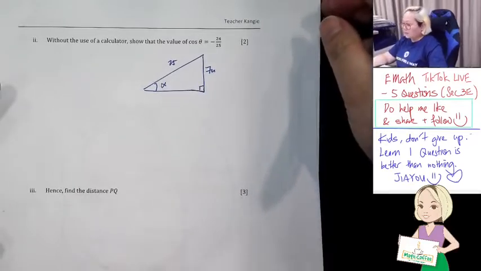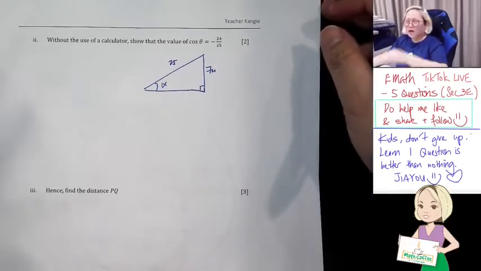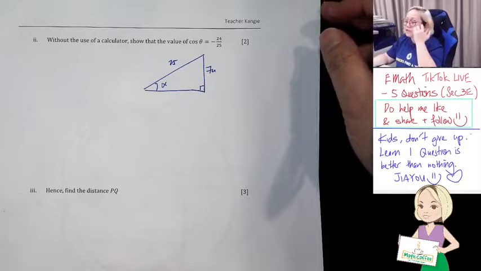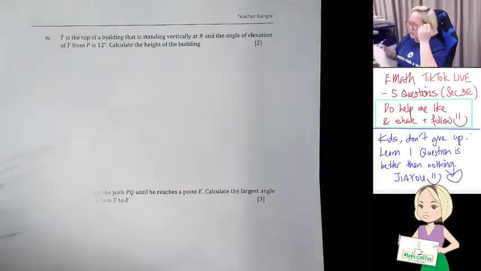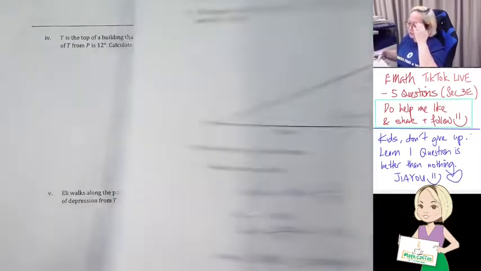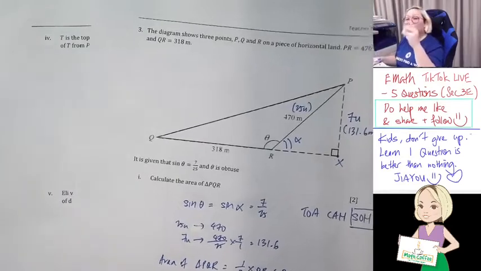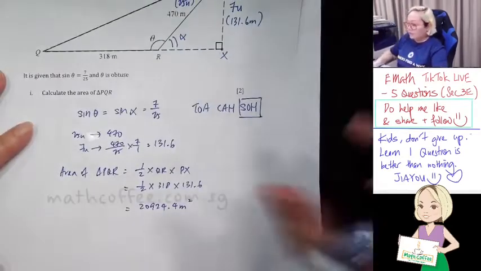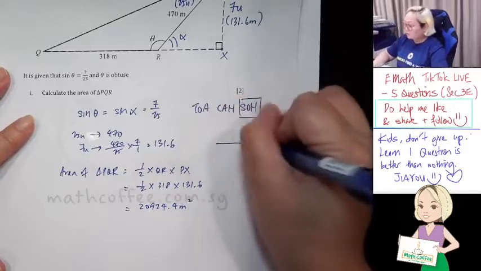How do you know sine theta equals sine alpha? This is obtuse, whereby we talk about first quadrant and second quadrant. In E Math, you only learned the first 2 quadrants. In A Math, you need to know all 4 quadrants.